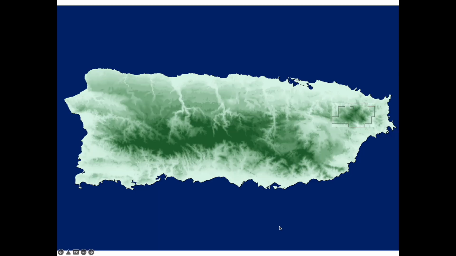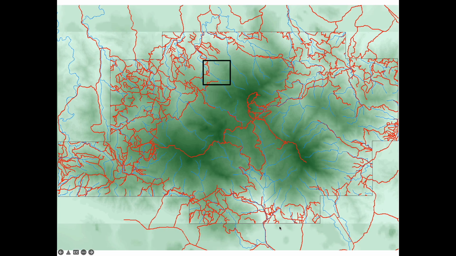This is Puerto Rico. I worked in the Luquillo Mountains on the east side of the island here, and our field station was on the northwestern flank of these mountains. Darker green is higher elevation, lighter green is lower elevation. This is where the field station is located. The red represents trails and roads. The blue represents waterways, streams.